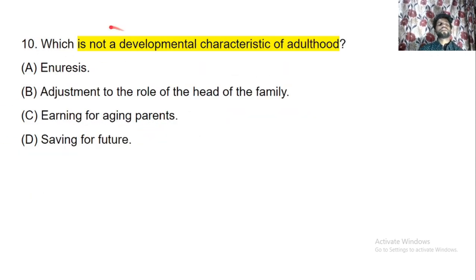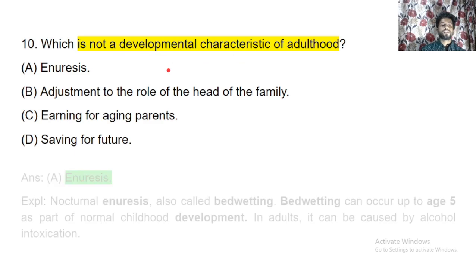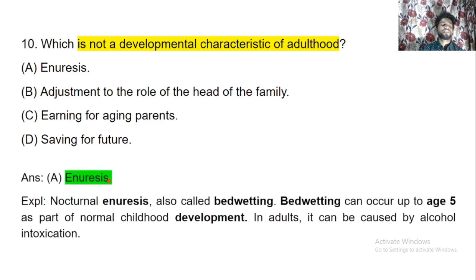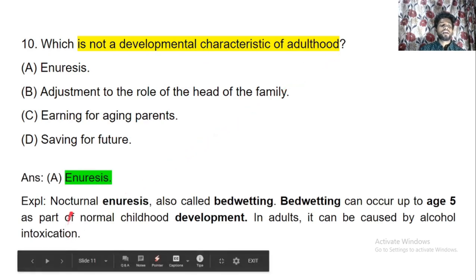Now, which is not a developmental characteristic of adulthood? Remember, not a developmental characteristic of adulthood. Enuresis is not a developmental characteristic of adulthood, because nocturnal enuresis is also called bedwetting. Bedwetting can occur up to the age of 5 as per normal childhood development.